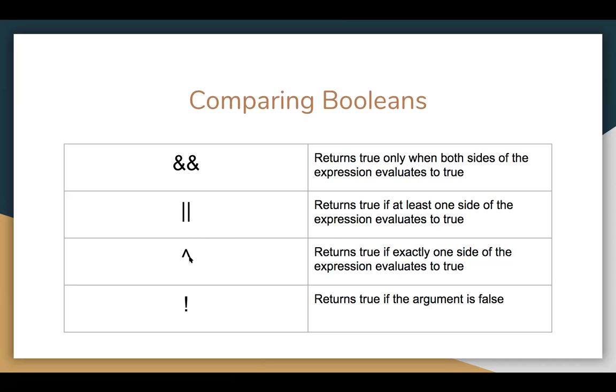There's also this sign, which is the caret sign. You could also think of it as the exponent one, if you've ever done exponents online. This one's above the 6 on your keyboards, usually. This returns true if exactly one side of the expression evaluates to true. And then the last one, we have the exclamation mark. This returns true if the argument is false.